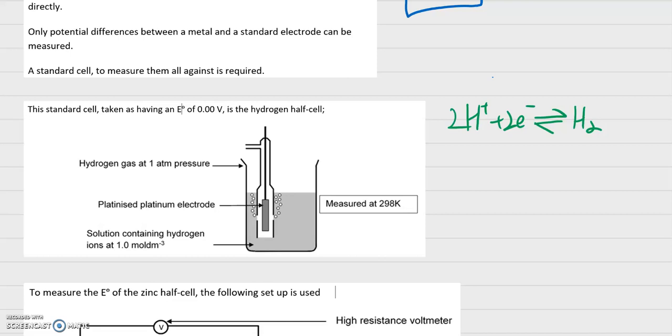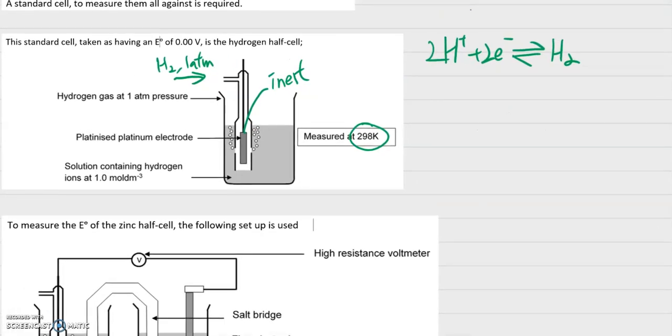In order to perform this, we have to prepare a tube that inputs hydrogen gas at 1 atm, which is a standard condition, and measured at 298 K like we've mentioned. We have to use an inert electrode, and this time we use platinum. It's inert enough because it will not react with hydrogen gas and it will not corrode that easily. Then we immerse it into a solution containing hydrogen ion.